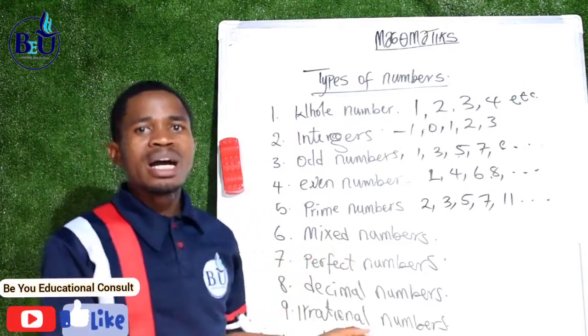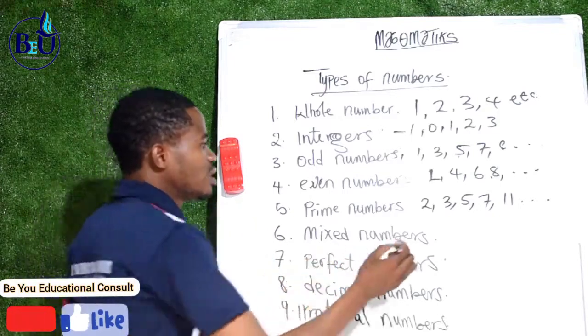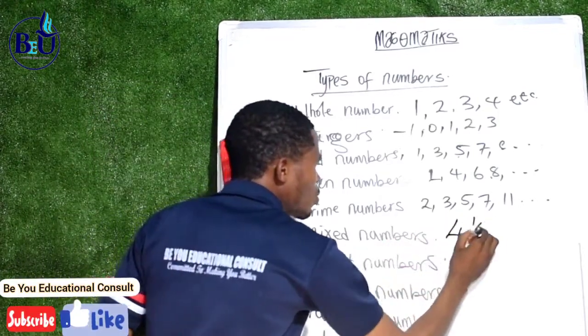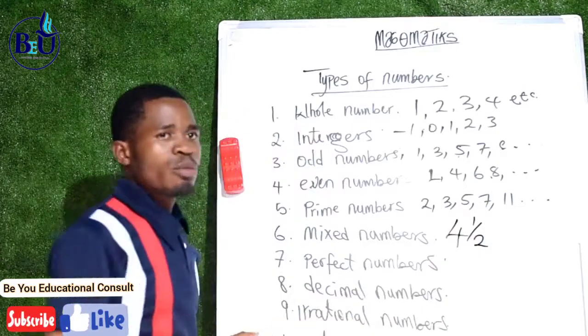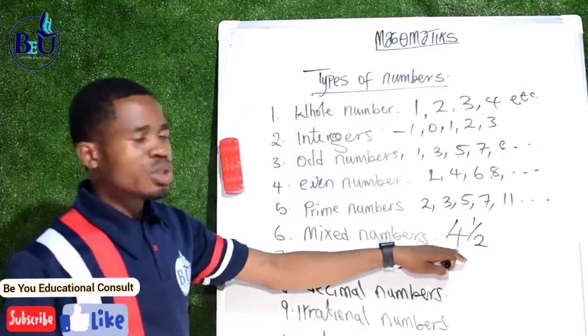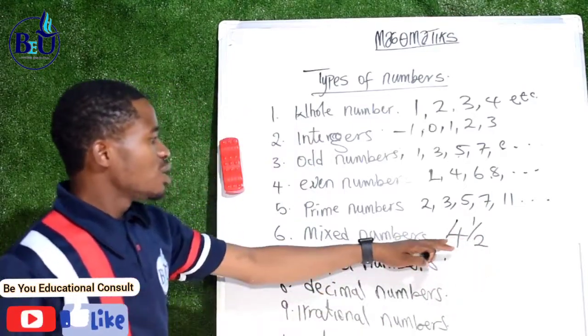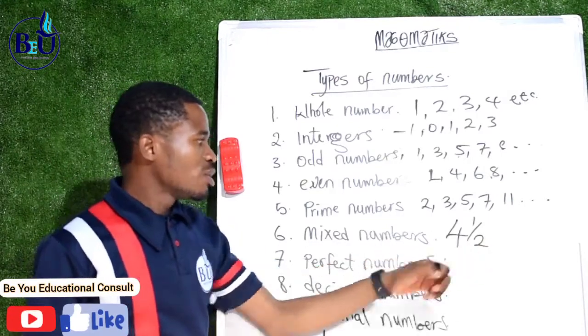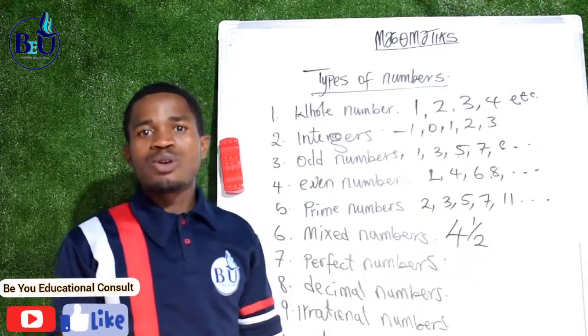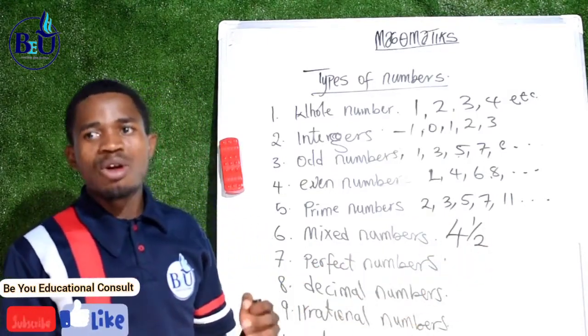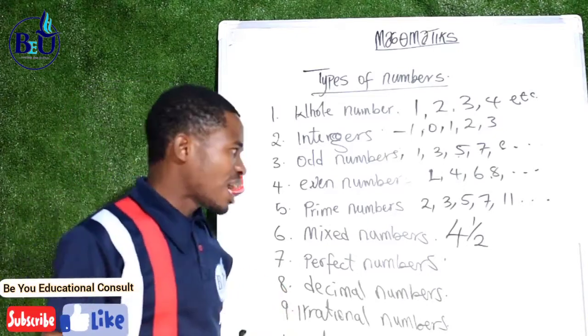A whole number and a fraction. For example, if I write 4 whole number 1/2, this is a mixed number containing a whole number and a fraction. If you look at this, this is a whole number, this is a fraction. A fraction is part of a whole number. That's what we call a fraction.